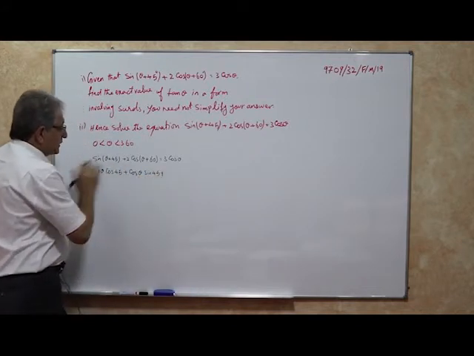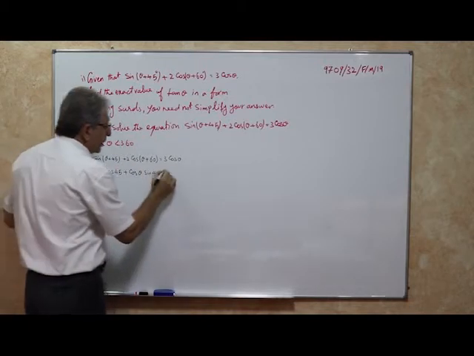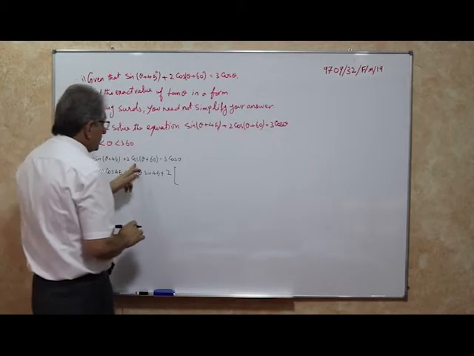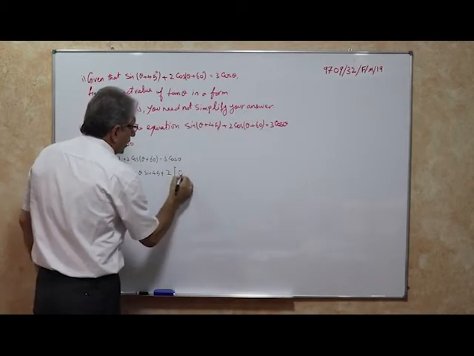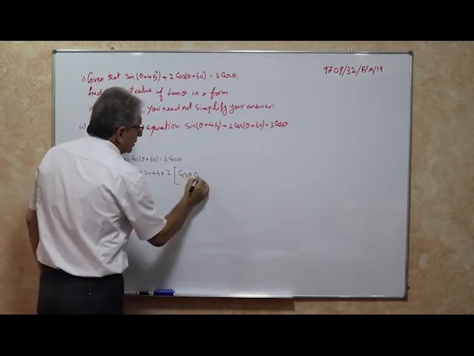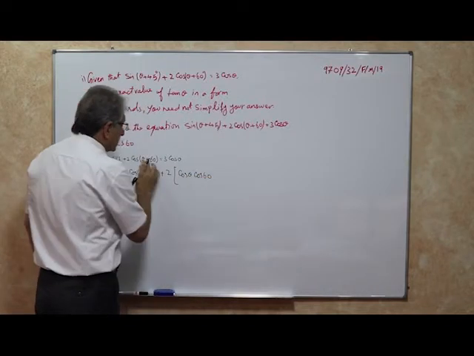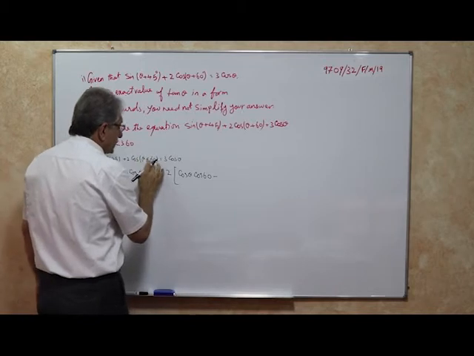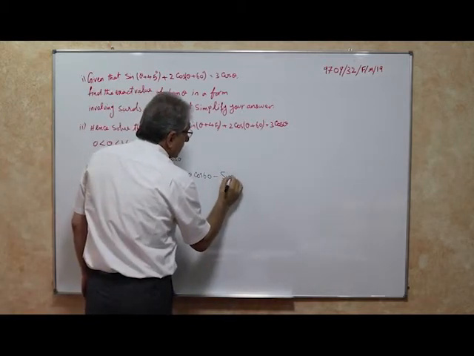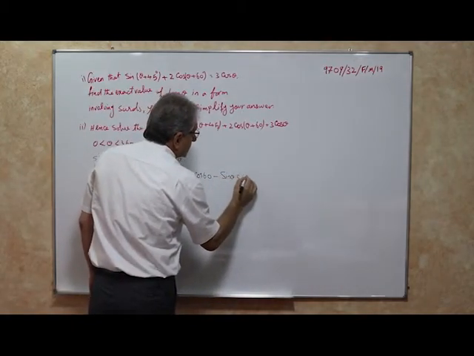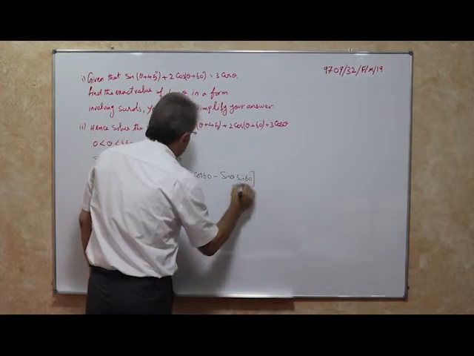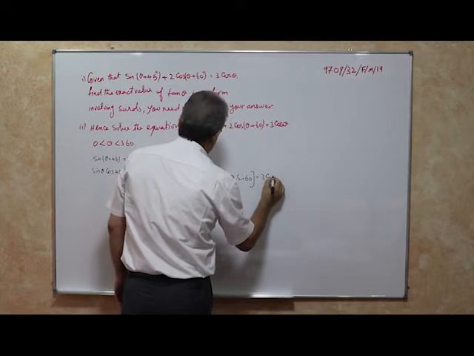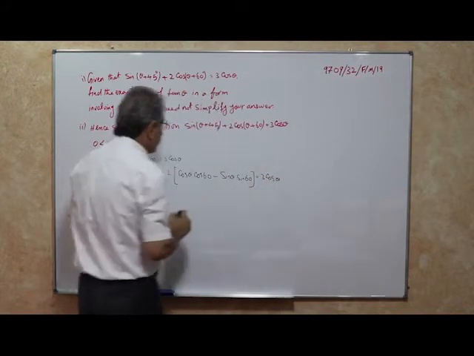Now this is done. Now this 2 times, I'm going to expand this. The cos will be cos theta cos 60. Then this is the opposite of this, therefore it is negative here, then sine theta sine 60. Then equal to 3 cos theta.